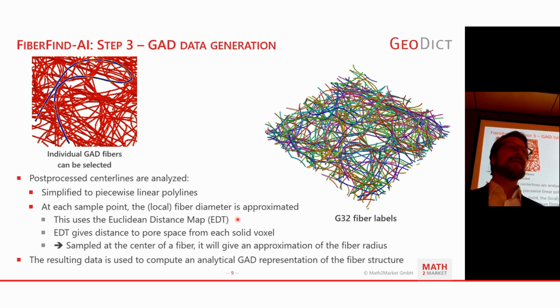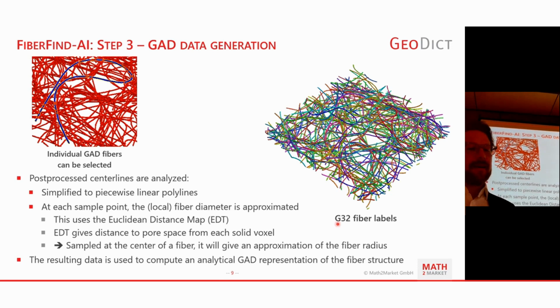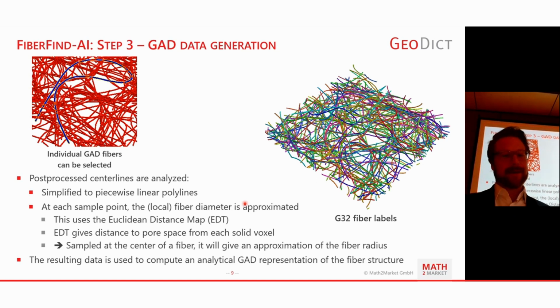So if you were to sample this Euclidean distance map at the very center of a fiber, you would ideally get the radius of the fiber at that point. And because the center line is centered within the fiber, we just trace that center line and sample the Euclidean distance map versus the void space at each of these points. And we basically get a function of the fiber diameter along the fiber trajectory. And from that, we then approximate a local fiber diameter. And I believe we store this for each of these polyline points, the local fiber diameter.